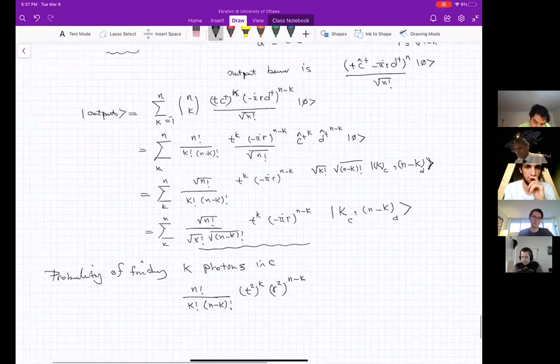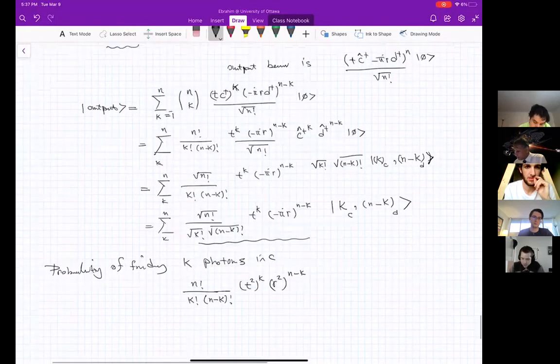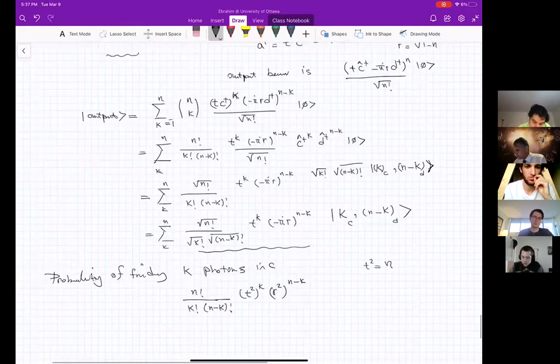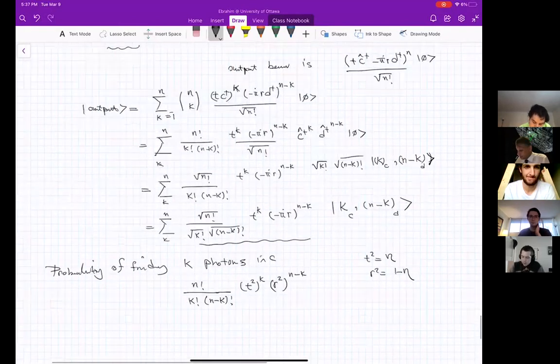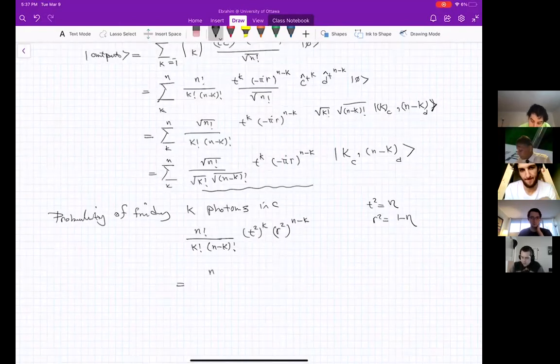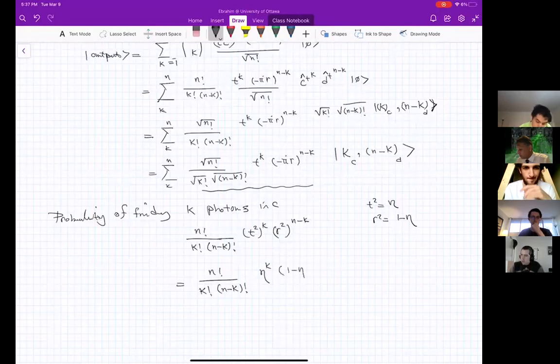So let's write it in terms of eta. If you remember, t squared was equal to eta, and r squared was 1 minus eta, which is the quantum efficiency of our detectors. Then replace it here. The probability will be n factorial divided by k factorial, n minus k factorial, then eta power of k, 1 minus eta power of n minus k. Good?